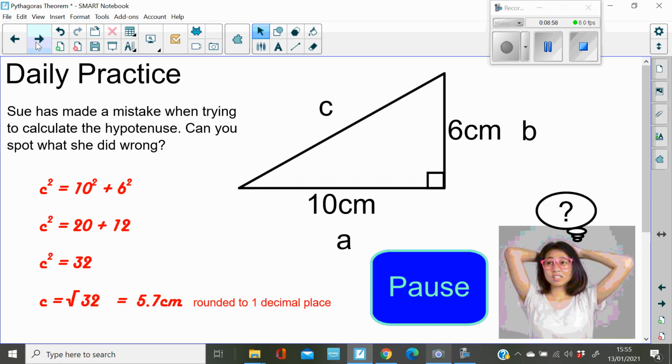Your daily practice, first of all, is to work out what mistake Sue has made. So she's shown all her working out in red on the left-hand side there. Look through her working out, see where she's gone wrong. If you pause the video, see if you can figure it out. Answers on the next page.